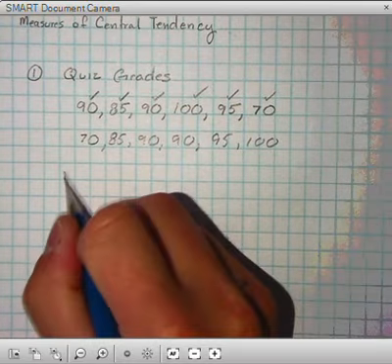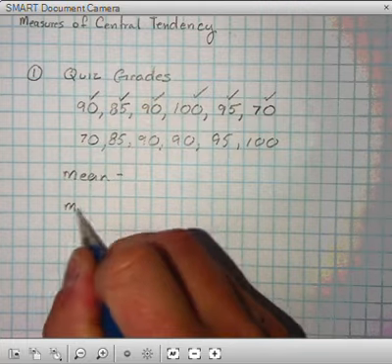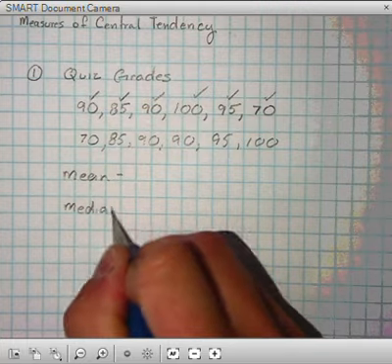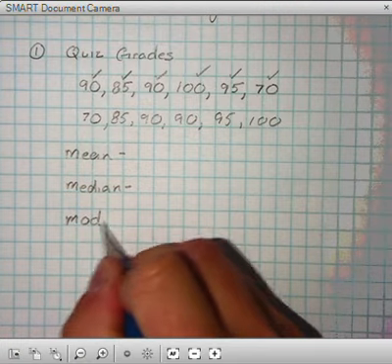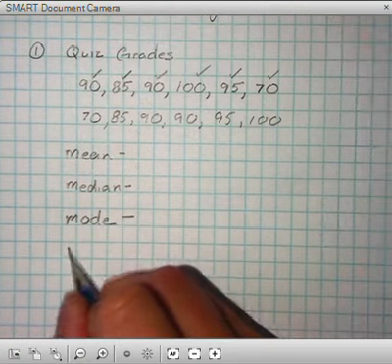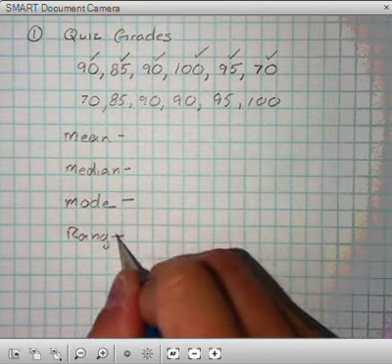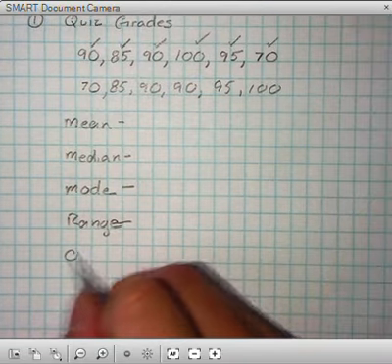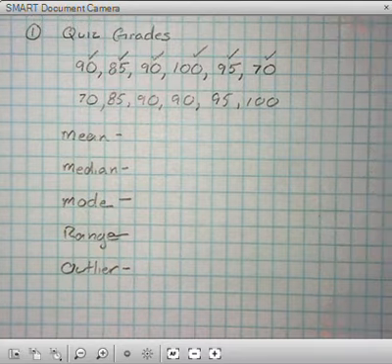Now the measures of central tendency are going to be your mean, your median, mode, range, and outlier. So those are going to be the main ones that we're going to focus on this year.